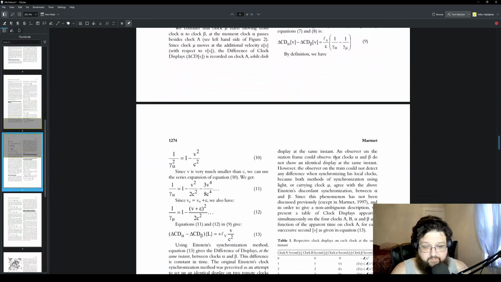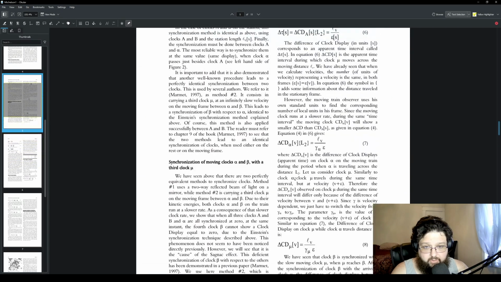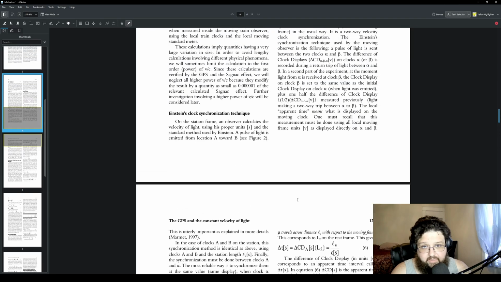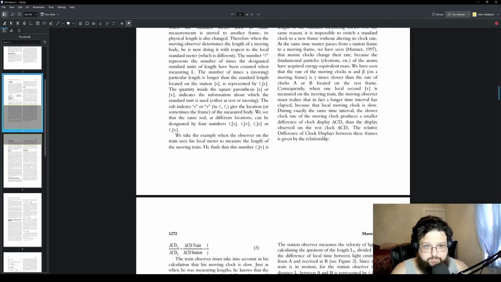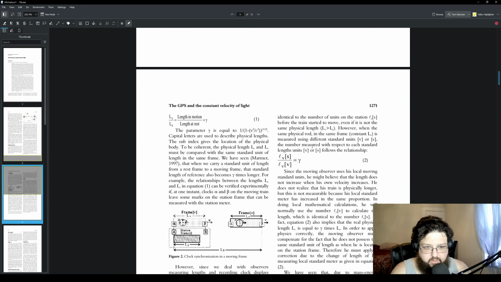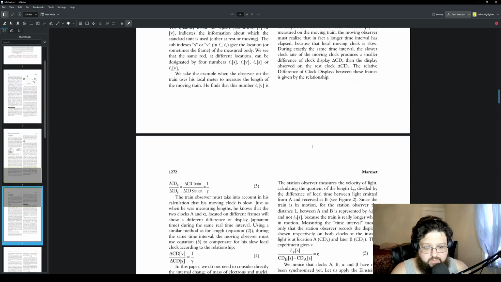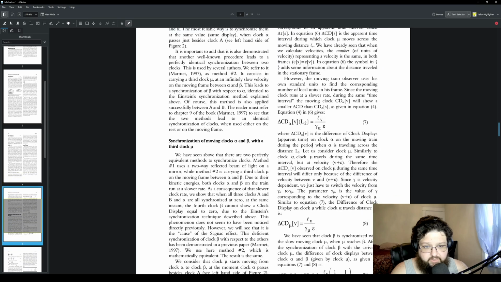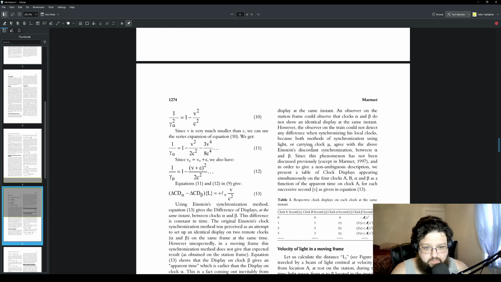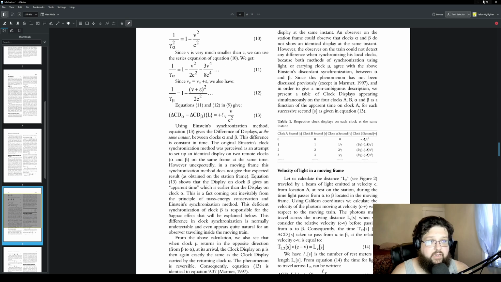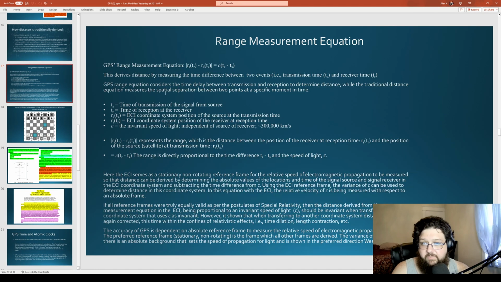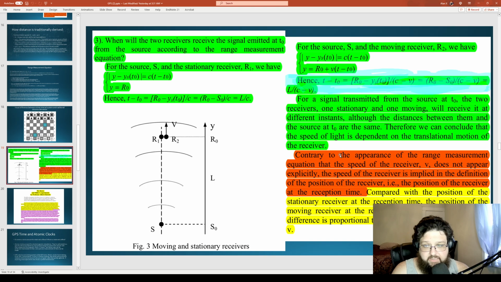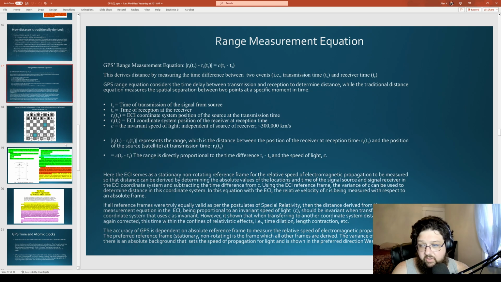And one of the things I found interesting was I came across this paper by Paul Marmet where he breaks down the math that they use, actually it's just equation 13. He breaks down the math that they use to keep the atomic clocks in sync. And what he found was it's actually just the same correction that they use to account for the Sagnac effect. And interestingly enough, the range measurement equation accounts for the Sagnac effect, built into it. The way that they've obfuscated this is basically by hiding it in the range measurement equation.